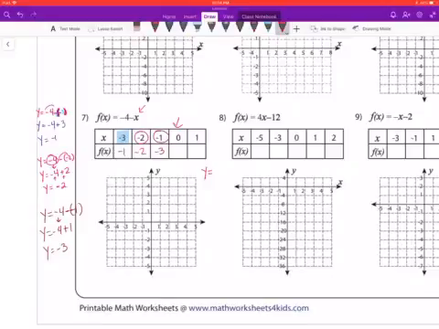I'll do it here. Y equals -4 minus parentheses 0. Y equals -4. What's a negative times 0? +0. Or I'm sorry, -0. So y equals -4. Okay.